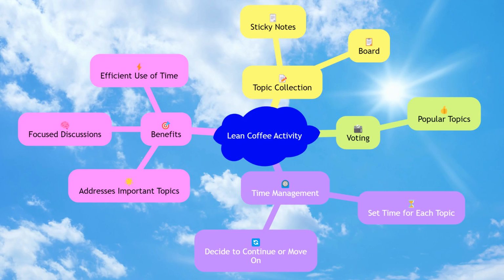The Lean Coffee activity is a structured yet flexible way to discuss topics during a retrospective. Participants write down topics they want to discuss on sticky notes and place them on a board. The team then votes on the topics, and the most popular ones are discussed first. Each topic is given a set amount of time, and when the time is up, the team decides whether to continue the discussion or move on to the next topic. The Lean Coffee activity ensures that the most important topics are addressed and encourages focused and efficient discussions.